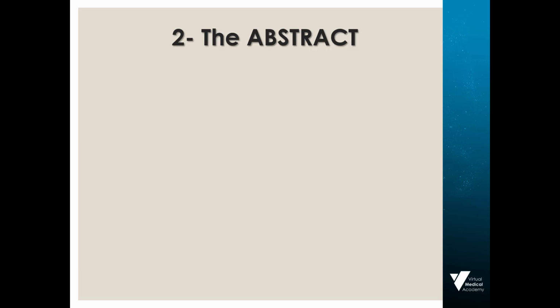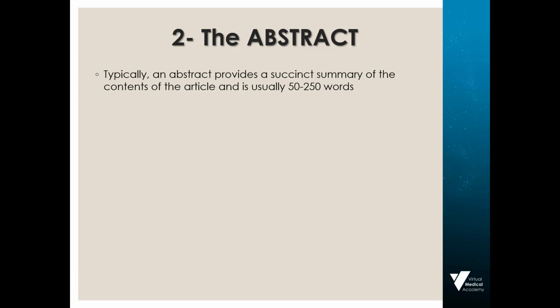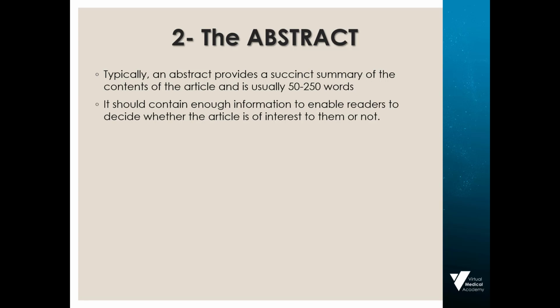Then we come to the abstract. By definition, or typically, an abstract should provide a succinct summary of the contents of the article. Usually, it's from 50 to 250 words, sometimes a little bit more, but the average is 250 to 300 words. It should contain enough information to enable readers to decide whether the article is of interest to them or not. So it's very important. It's your research in a nutshell, in a capsule, so that you tell me the main information about this article.